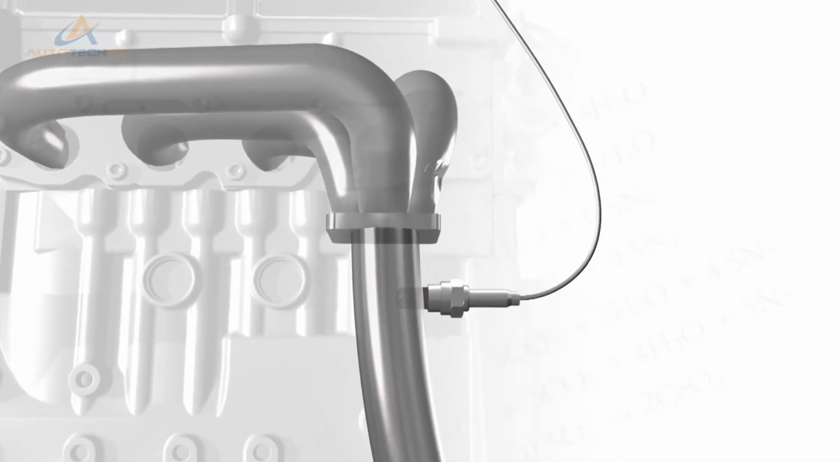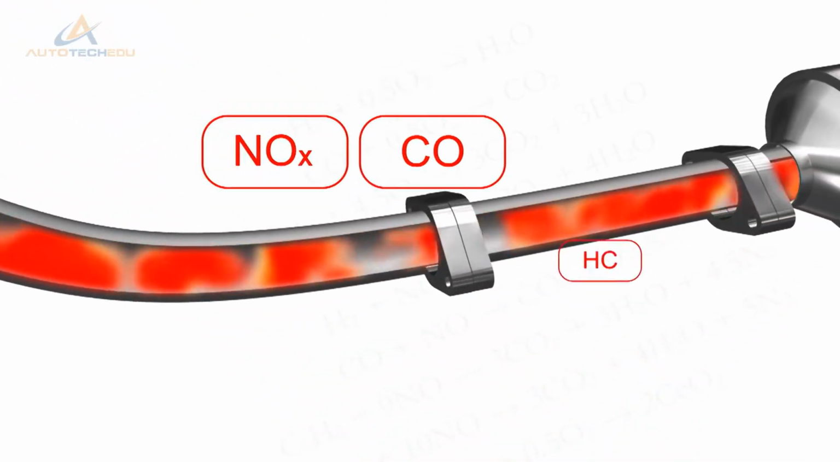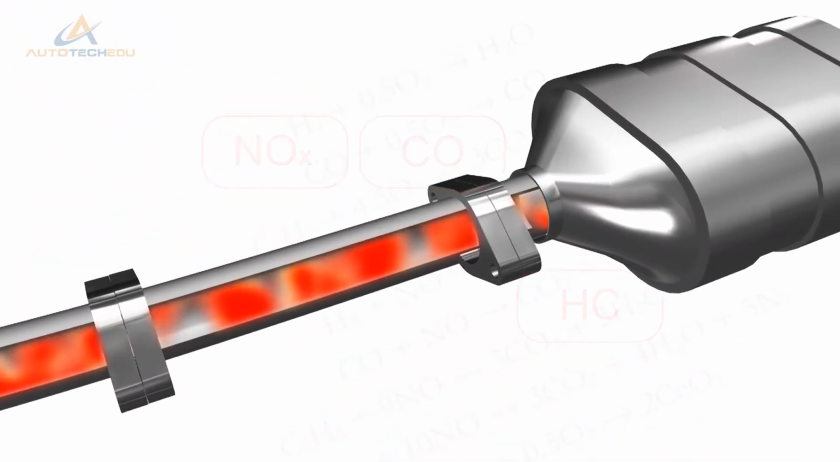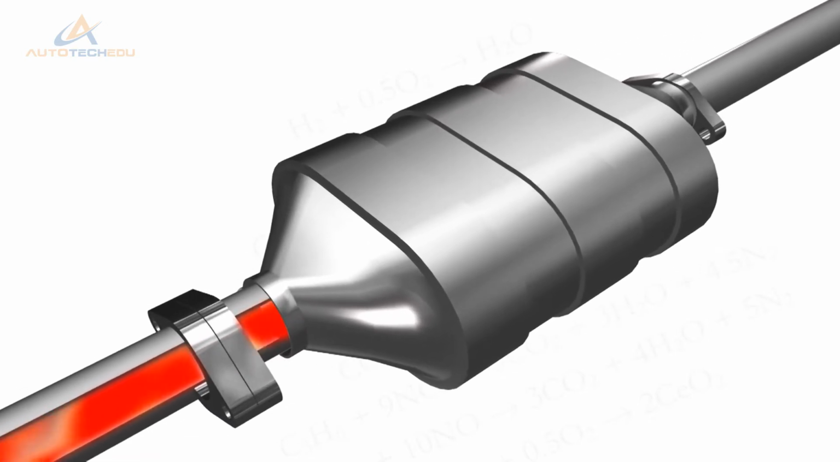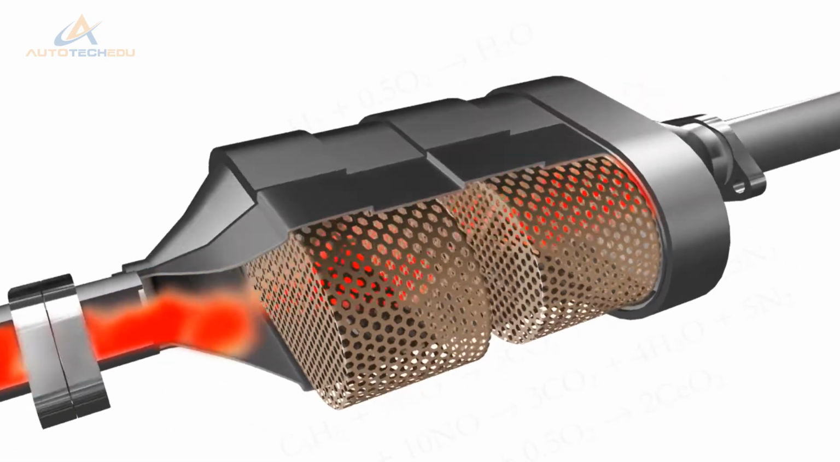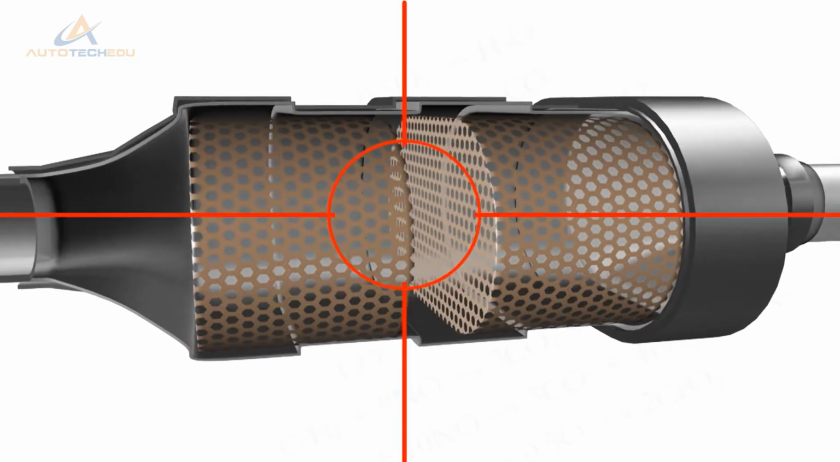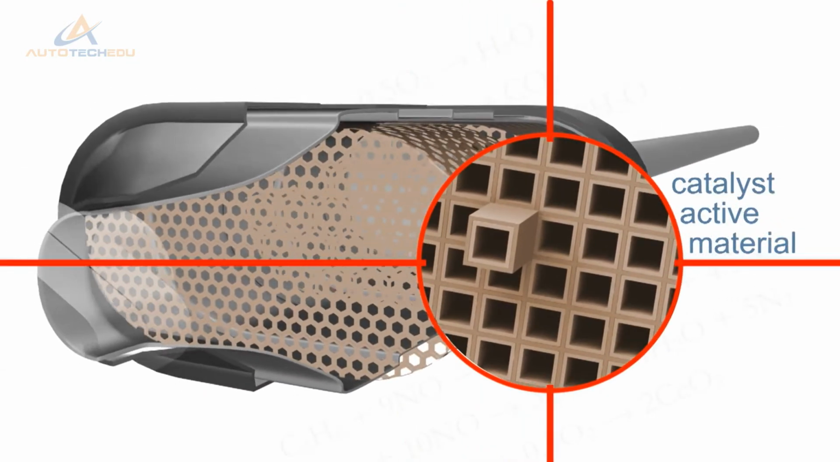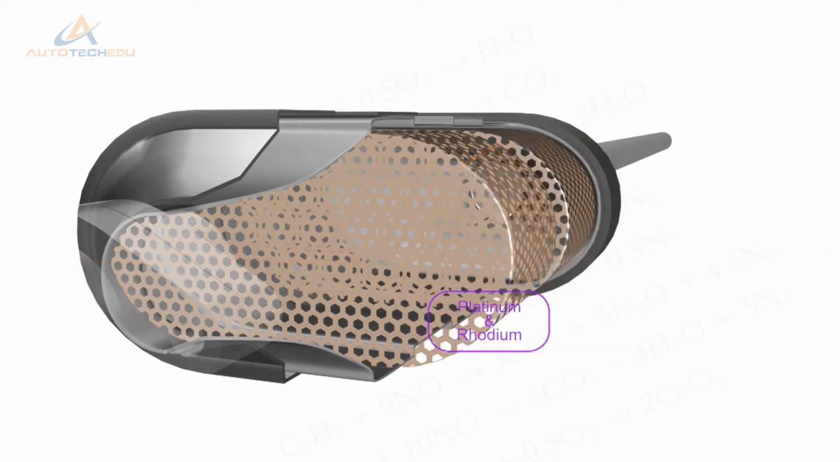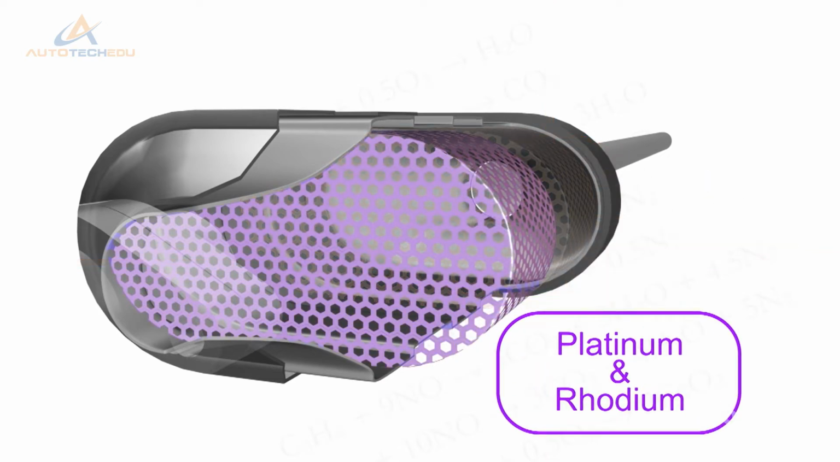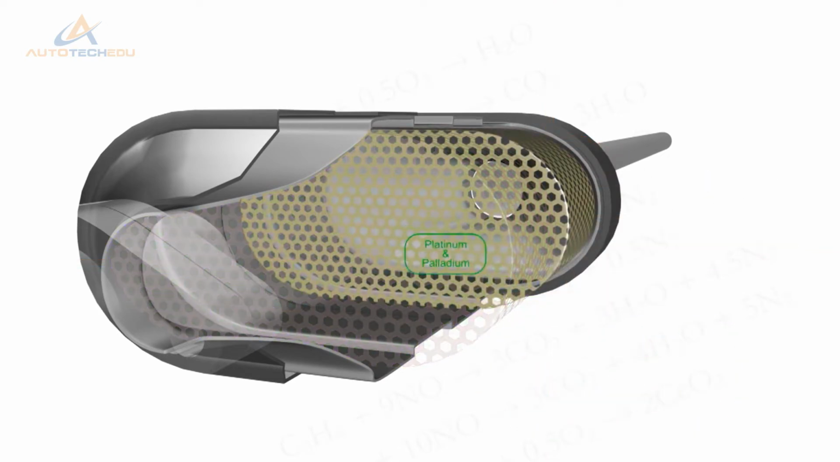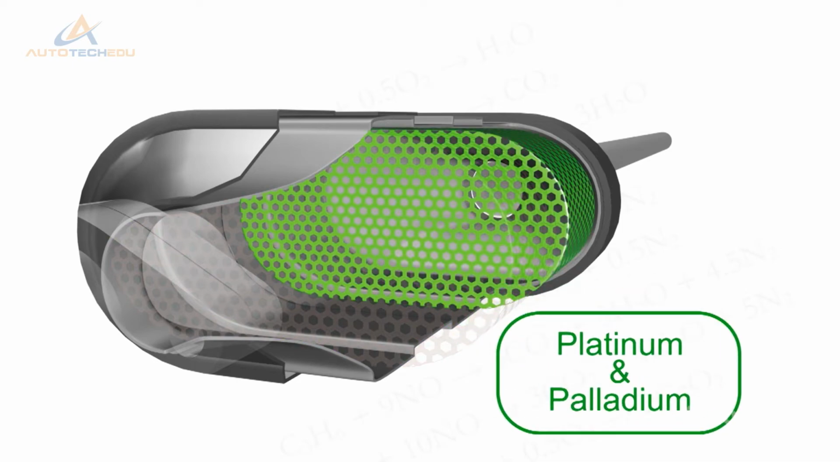The catalytic converter's function is to reduce the undesired emissions that all engines create. After combustion, oxides of nitrogen, carbon monoxide and hydrocarbons enter the exhaust system. Once the exhaust fumes enter the catalytic converter, a chemical reaction starts to take place. This process is made up of catalyst active material that can handle extremely high temperatures. The first stage is made up of platinum and rhodium. The second stage is made up of platinum and palladium.